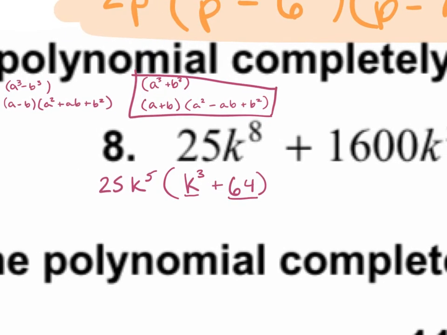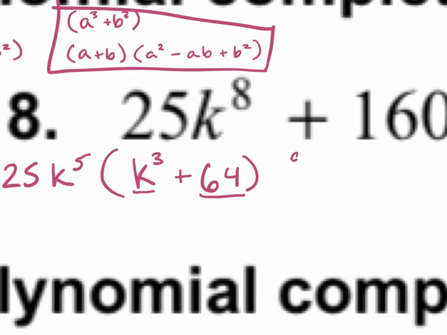So we need to find out what our a is and what our b is. So what's our a? Our a is k, and what's our b? What times what times what gives us 64? 4. Perfect. So now we just plug those things in. So that 25k to the 5th power just stays out front. Then we have a plus b, which is k plus 4.